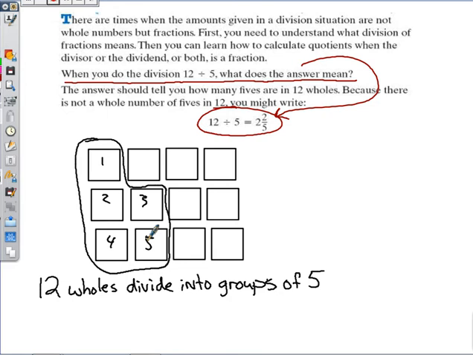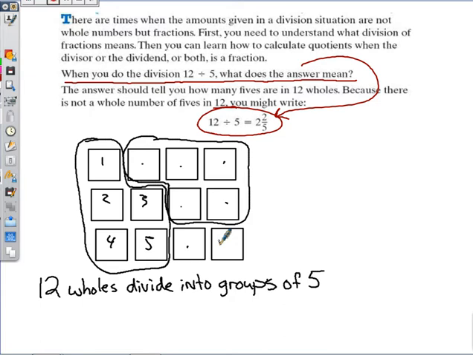Can you find another group of 5? We could say this is another group of 5 right here. 1, 2, 3, 4, 5. Now, can I make any more groups of 5? No, because I don't have enough left. I only have 2 left, right? So let's write down what we know right now.